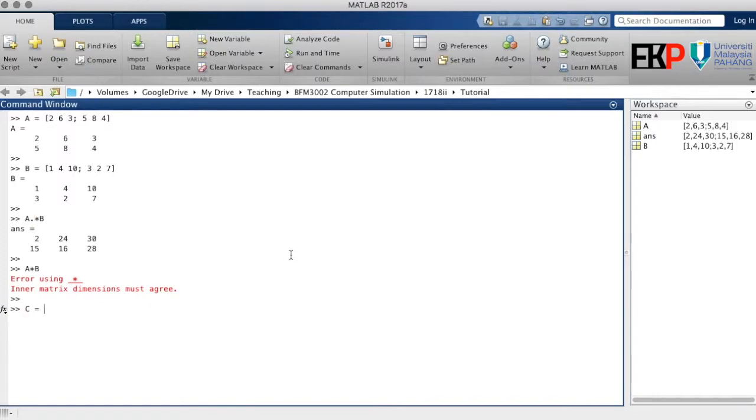Now let's say we have a matrix C, which is the element by element division of A dot divide B. Then we will also get the same element by element operation. That is 2 divided by 1, 6 divided by 4, and so on. We can also do exponentiation, for example, B dot power 3. So every single element in matrix B will be raised to the power of 3. But if we exclude the dot symbol, MATLAB will give us an error.